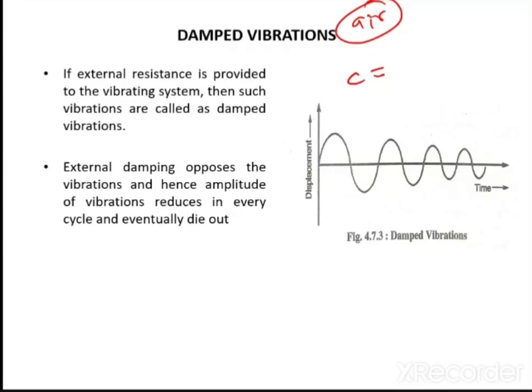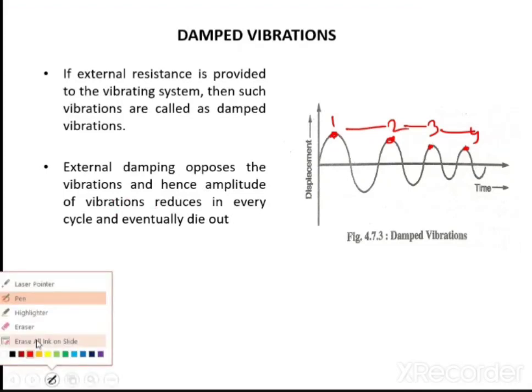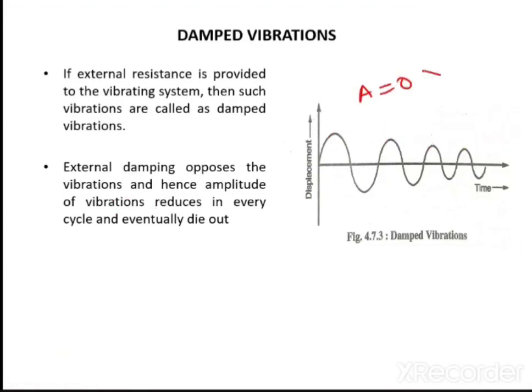So that is why what happens? This external damping C opposes the vibrations, and this amplitude X1, X2, X3, X4, and let us say Xn, goes on decreasing in each cycle. Now try to understand what a cycle is. Let us say point number 1, point number 2, point number 3, point number 4. So 1 to 2 is one cycle, 2 to 3 is another cycle, 3 to 4 is another cycle. As the number of cycles goes on increasing, what will happen? These vibrations will die out. This A will become zero, that is Xn is equal to zero. Try to understand this.